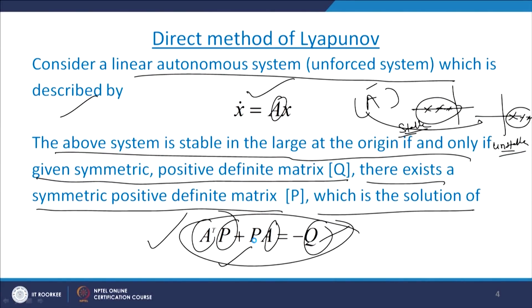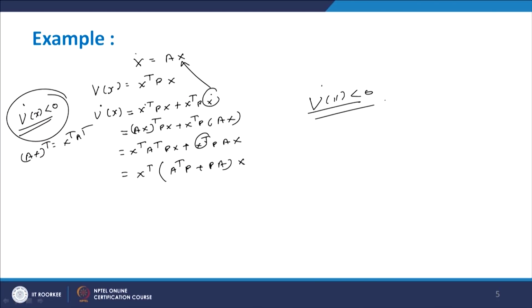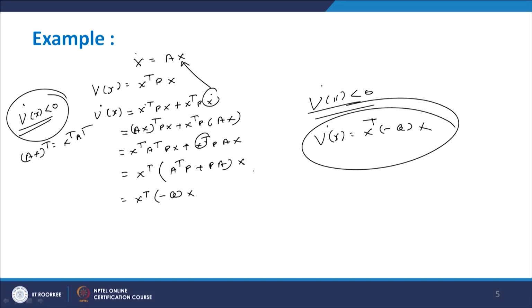But here it is, say, x transpose (A transpose P plus PA) x equals minus Q. How will this Q come? Why will this Q come? Because for stability of A, V dot x must be negative definite, that is V dot x must be less than 0. So, in order to get V dot less than 0, I can write this as x transpose minus Q into x. If this is the case, then our A is stable.